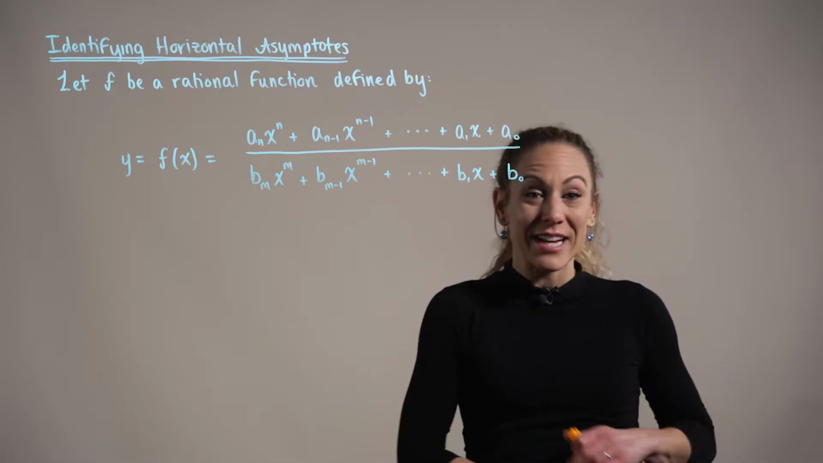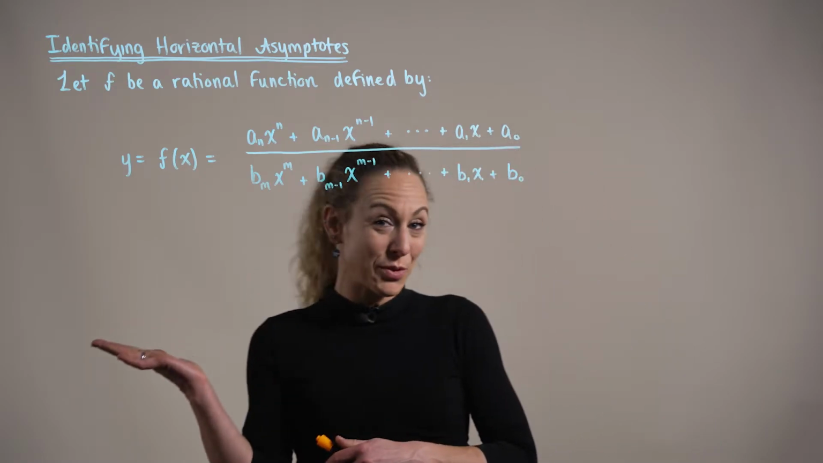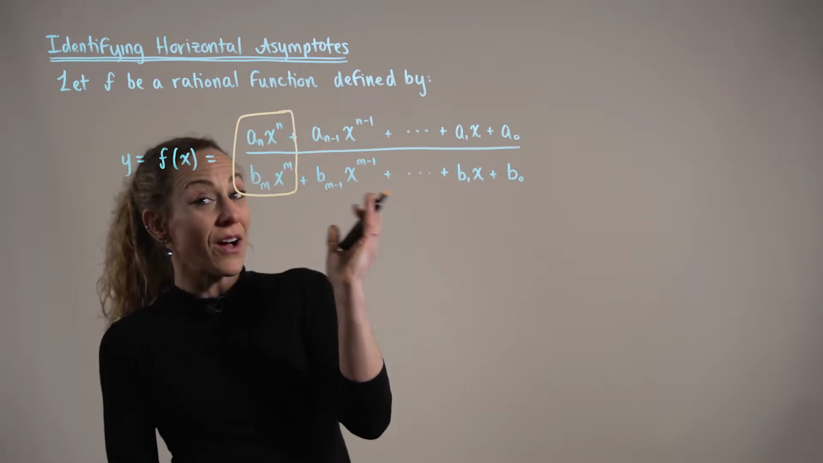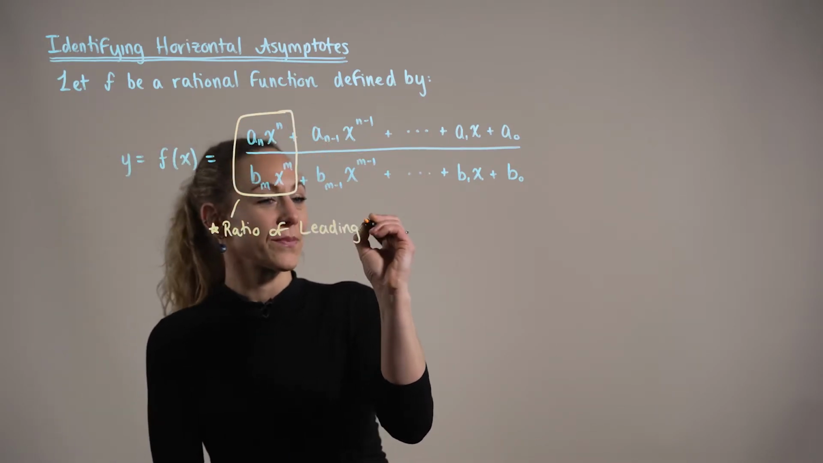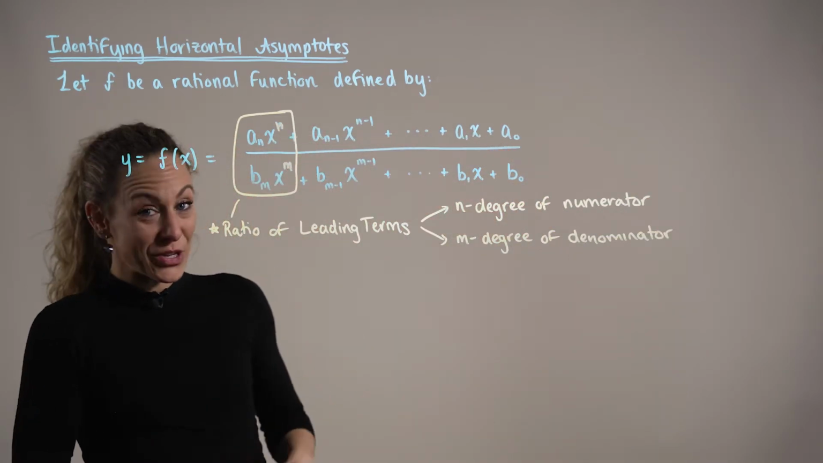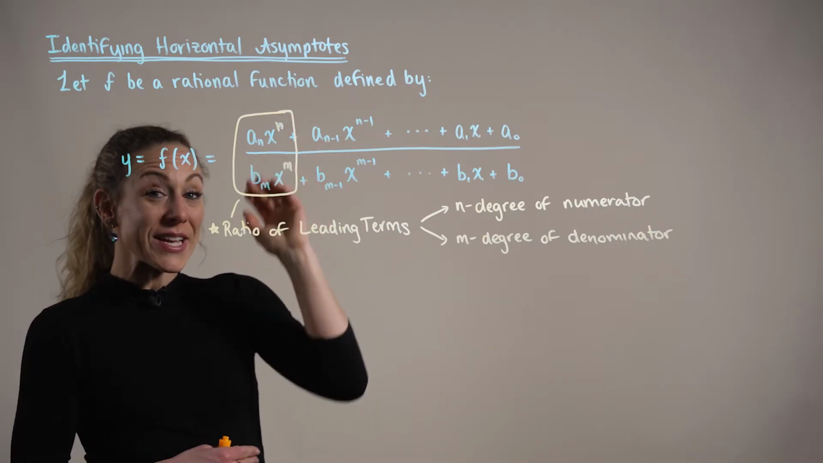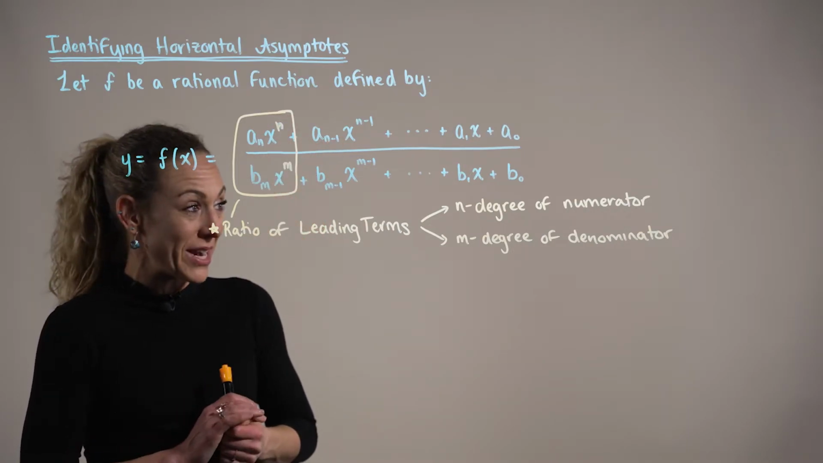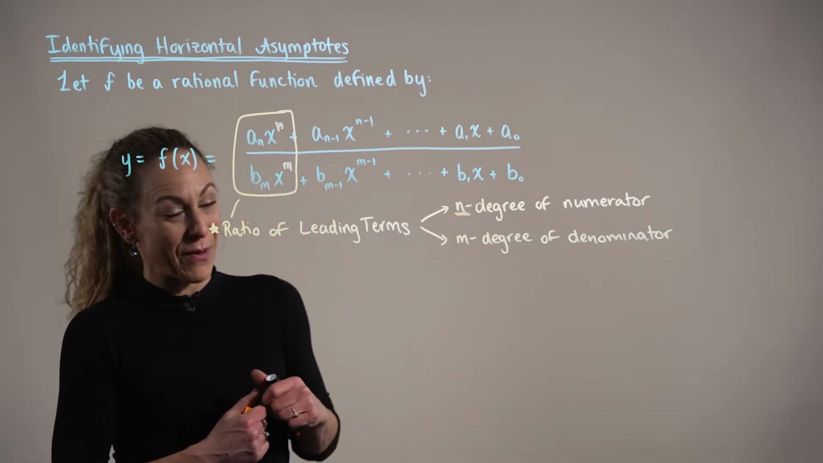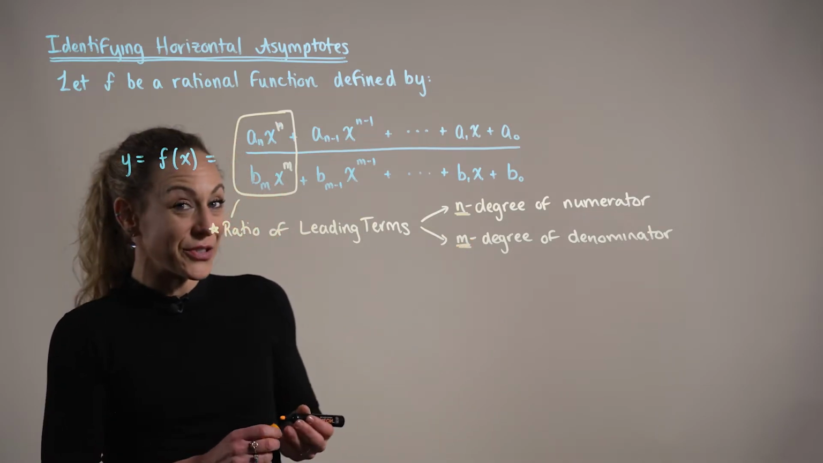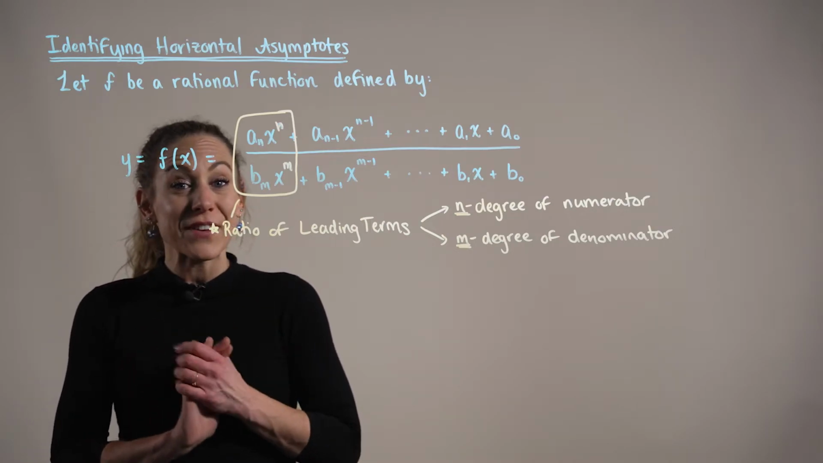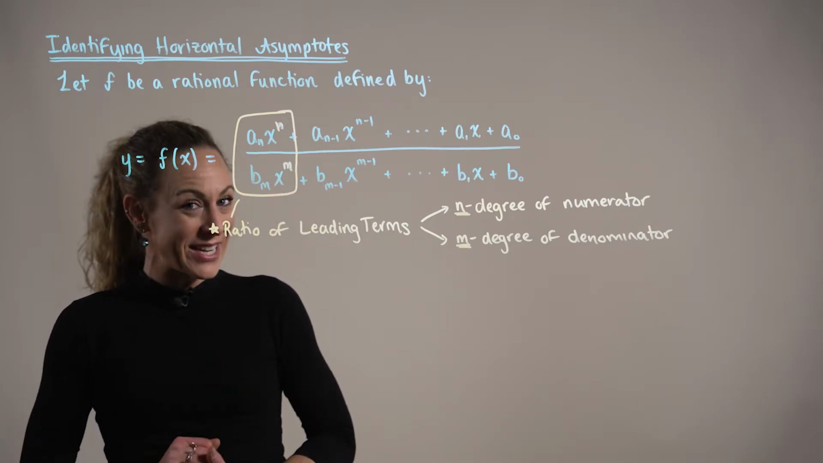Now, to help us in identifying the horizontal asymptotes of these rational functions, we want to consider the ratio of the leading terms of the rational function. Now, from this ratio of leading terms, I want to point out the degree in the numerator and the degree in the denominator. So n is the degree of the leading term in the numerator of our rational function, and m is the degree of the leading term in the denominator. Now, there are 3 different cases here when comparing these leading terms that we need to consider.